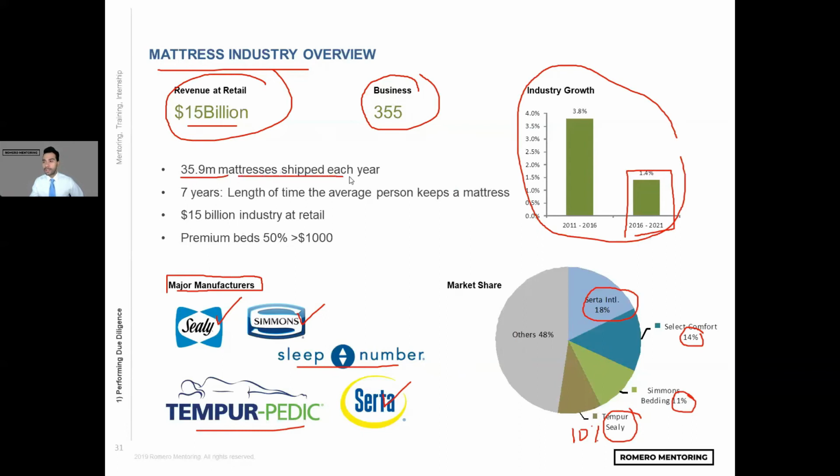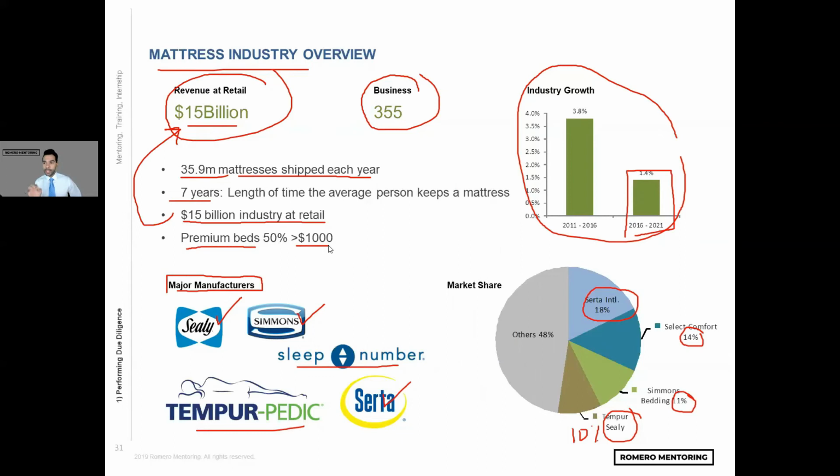35.9 million mattresses shipped each year, and this is actually in the US. What is the average lifespan of a mattress? It's about 7 years. $15 billion industry at retail, so we see that up here. And premium beds account for 50% of this $15 billion. And premium beds are considered beds over $1,000.